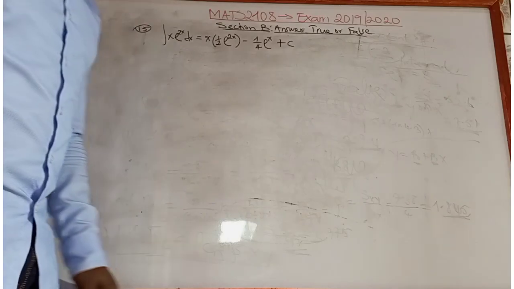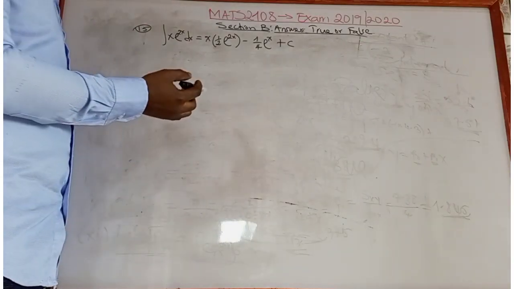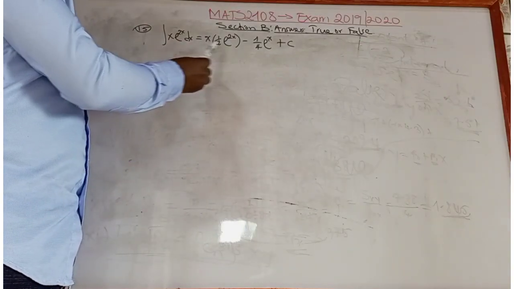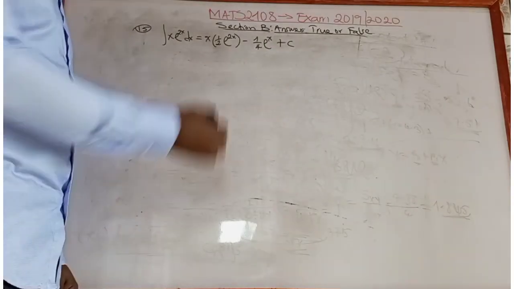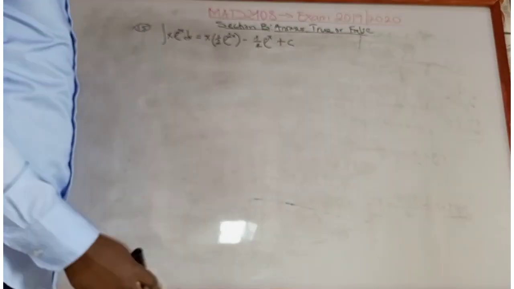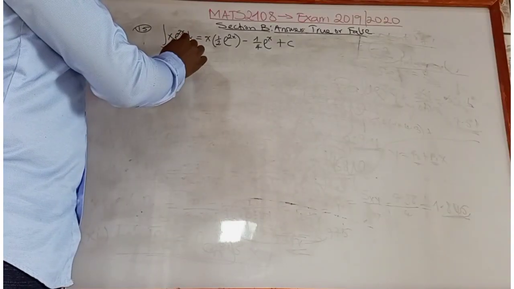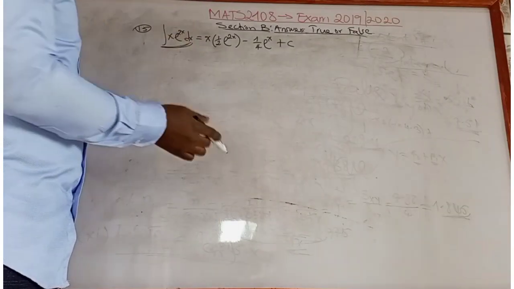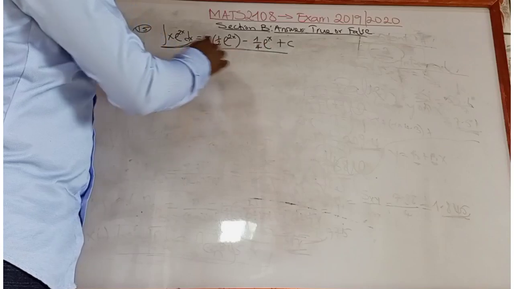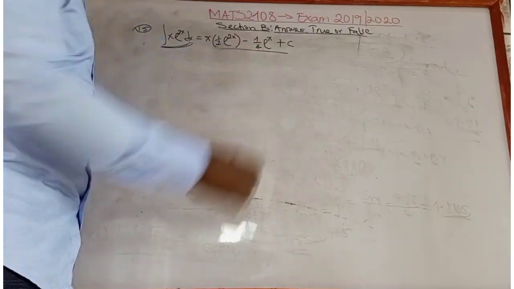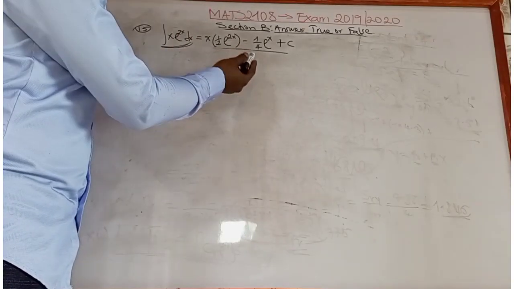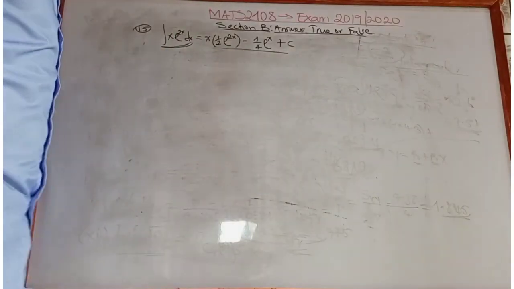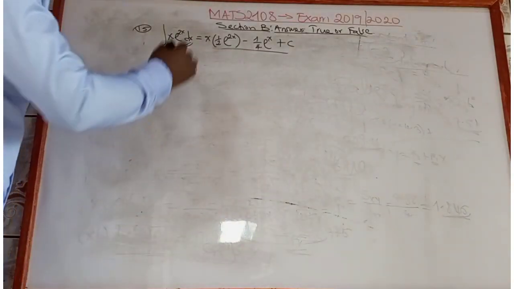Question number 15. This question is telling us that this integral is equal to this. Well, let's verify if it is true. Meaning that what? Let's integrate this function and check if it gives us this. If it gives us this, then we can conclude that yes, this statement is true. But if we integrate and it doesn't give us this, we conclude that the statement is false.